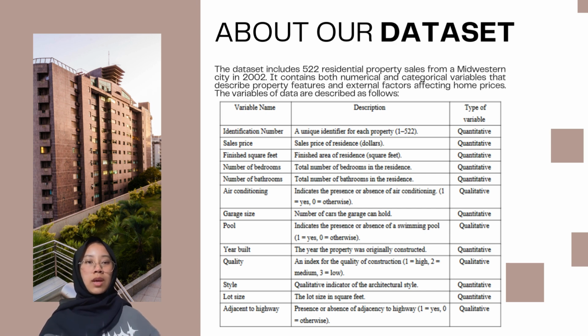So as listed, we have ID number, sales price, finished square feet, number of bedrooms, number of bathrooms, air conditioning presence, garage size, pool presence, year built, quality, style, lot size, and also the presence of adjacent to highway. All of them are quantitative variables except for air conditioning presence, pool, quality, and also adjacent to highway.